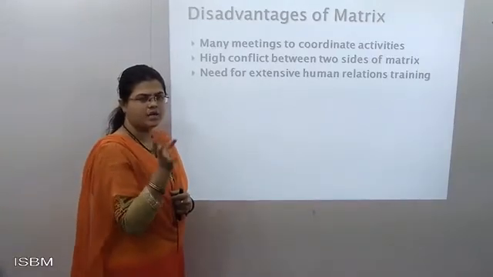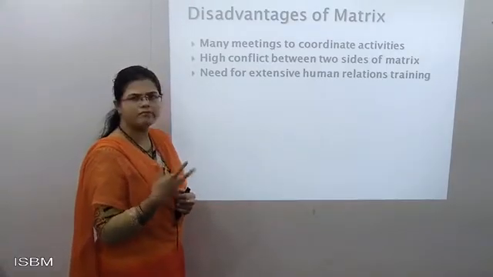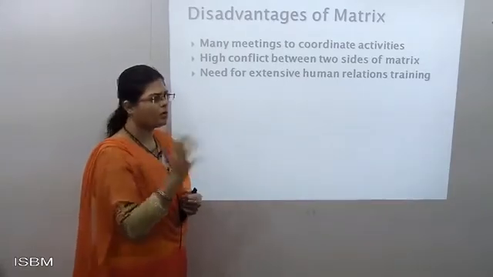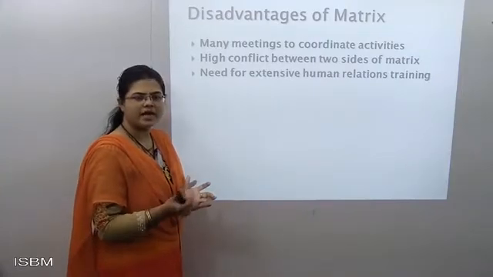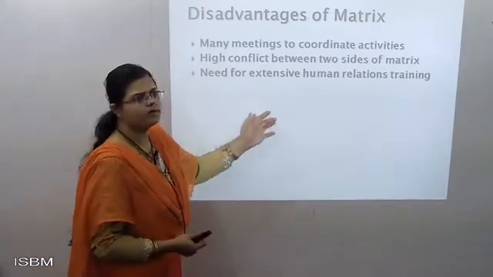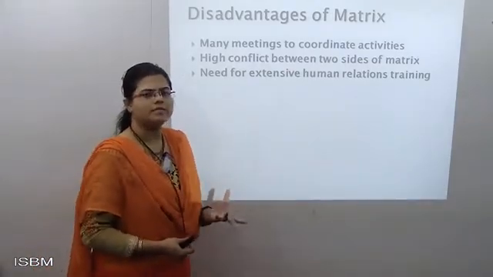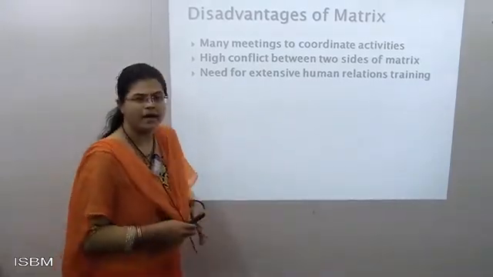So that creates a situation where among each and every person you have certain kinds of fights or miscommunication. It creates a very long procedure where you need to coordinate with everyone. High conflicts between two sides of the matrix: a functional person will be saying yes, while the divisional person will be saying no. So high conflicts will occur when I'm moving with the matrix also.